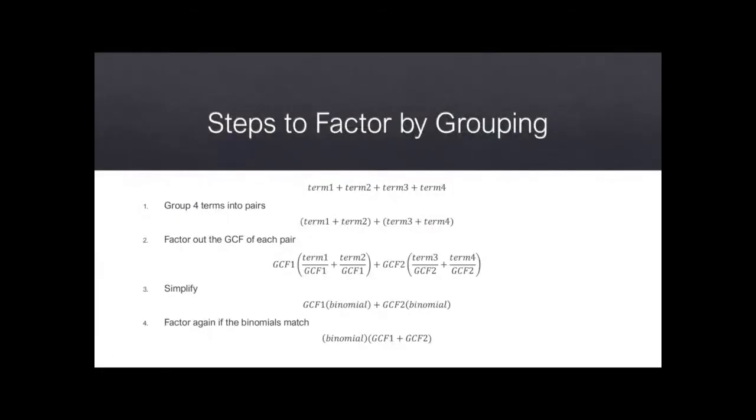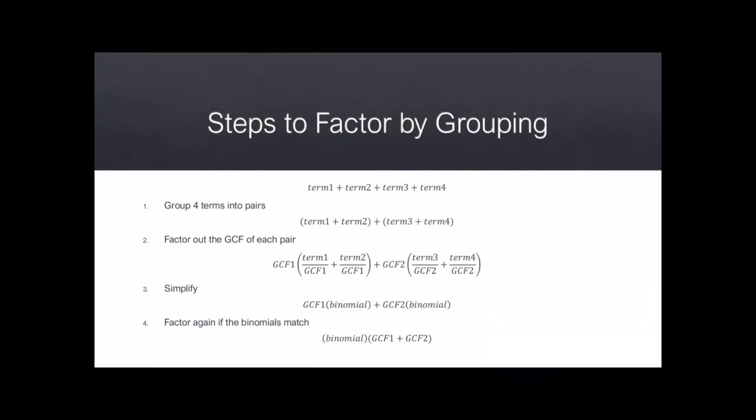So I've tried to put a sort of procedure here, something for you to follow. So you start with four terms. I've just labeled them term 1, 2, 3, and 4. And then you group them in pairs. So we usually do the first two and the last two. And then you factor the greatest common factor out of each pairing. So each pair may have a different greatest common factor. They don't have to match. So that's why I've labeled them as GCF1 and GCF2. And when you factor out the greatest common factor, you're basically dividing it out of each term. So that's why I've also written it with the division.